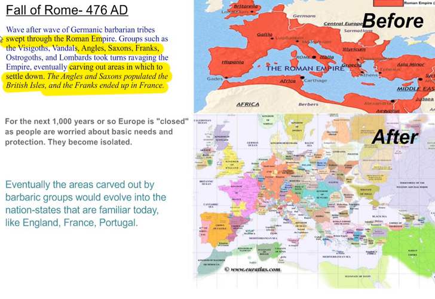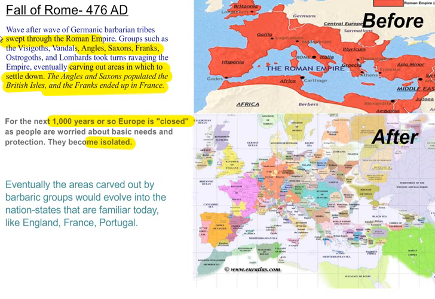And so after they get in, what tends to happen is for the next 1,000 years or so, Europe is going to be closed. This is an effect of the fall of Rome. They become so worried about their basic needs because of these people that are attacking them that they start to isolate themselves and they start to focus on their protection. And so because of the fall of Rome, you have people that are pulling back and isolating themselves and kind of looking out for just their best interest.